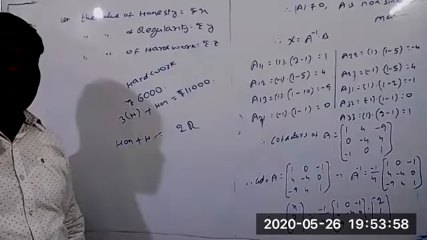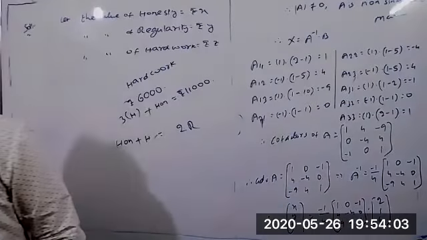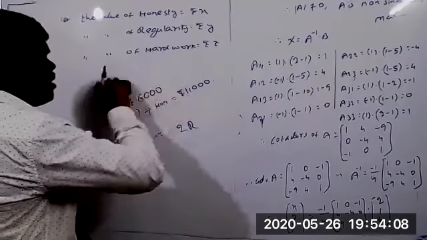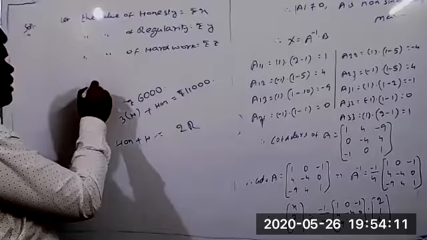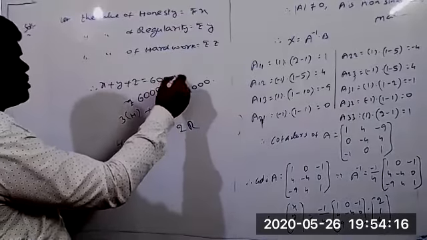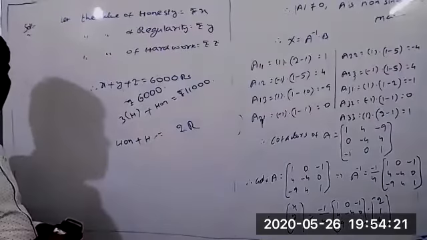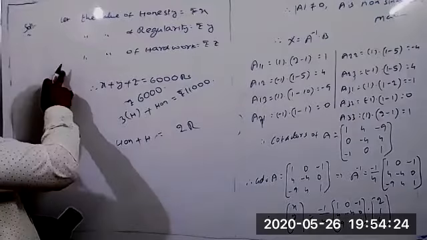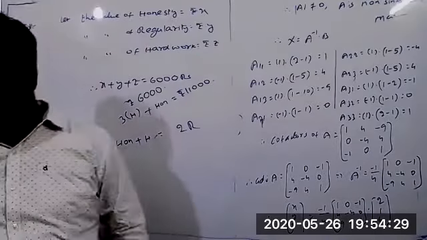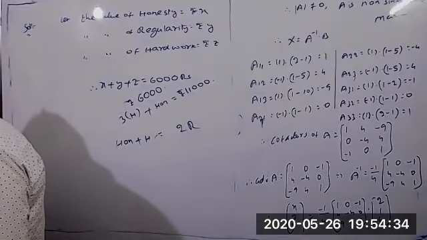But the starting condition is given. What is the total award? 6,000. What can you write now? Therefore you can write X plus Y plus Z equal to 6,000 rupees. So this is the first equation. What is given is the sum of the values of the awards, which equals 6,000 rupees.